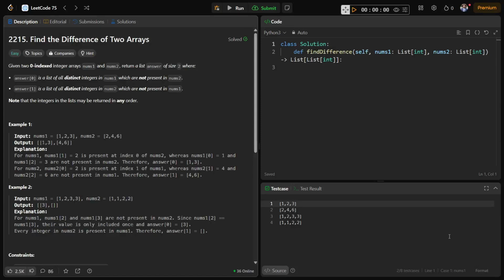Hello everyone, today is the 20th day of the Leetcode 75 challenge. Let's begin with the 20th question, question 2215, Find the Difference of Two Arrays. The level of the problem is easy.